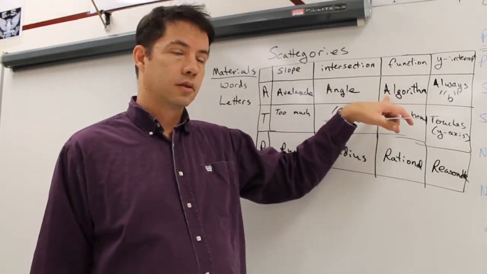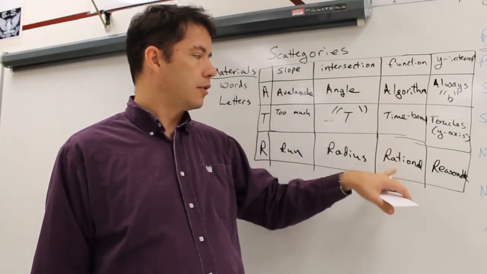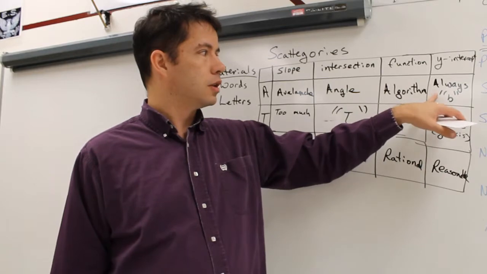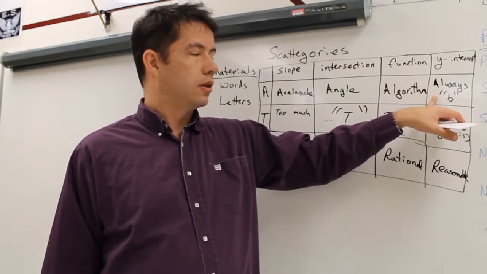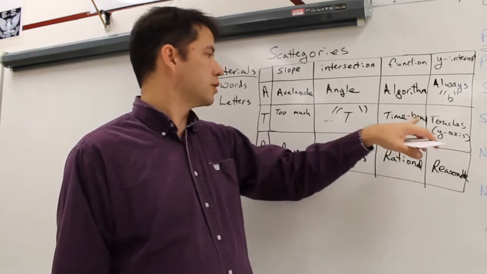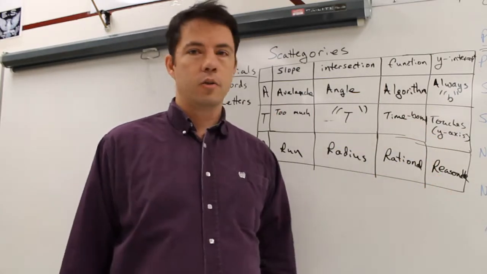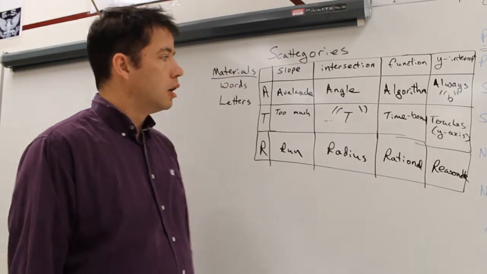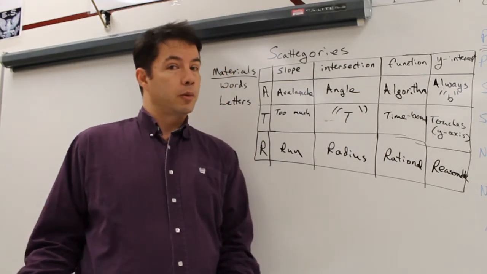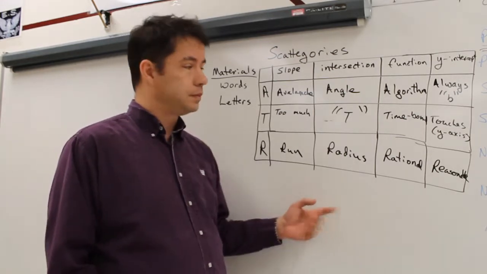Functions are used in algorithms. They can be time-bound, they can be rational. Y-intercept: always be, kind of reaching there, myself. Touches the y-axis, and reasonable. Hopefully maybe you've come up with some better ones, and I'd be curious to see what you put.